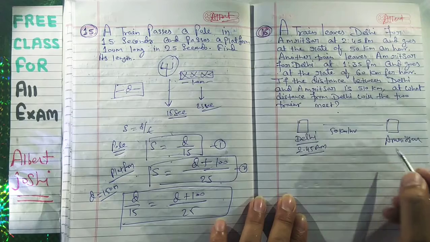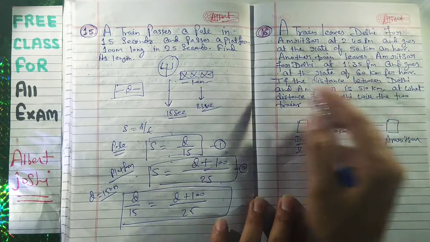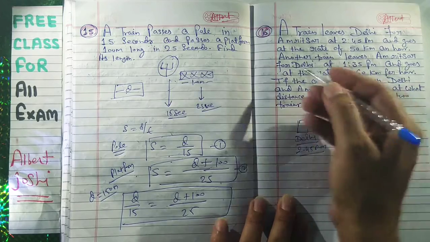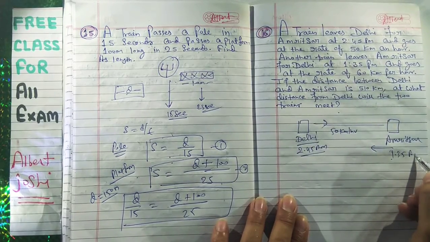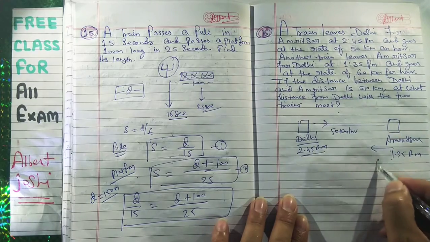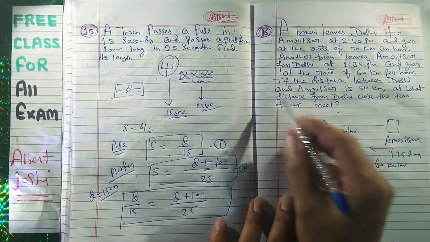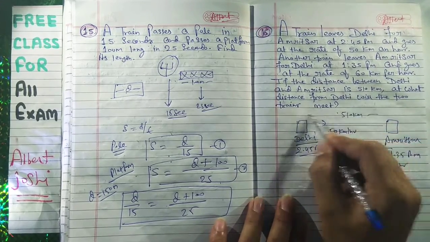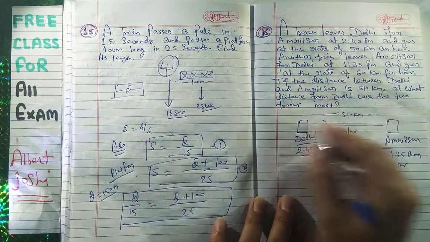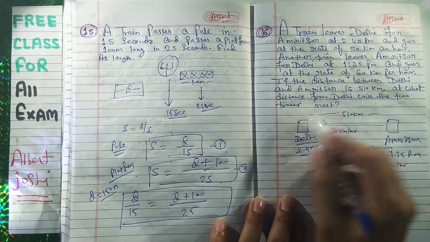Another train leaves Amritsar. It is coming from here to here. It leaves Amritsar for Delhi at 1:35 p.m. and goes at a rate of 60 km per hour. Okay. If the distance between Delhi and Amritsar is 510 km, he has given this distance, at what distance from Delhi will the two trains meet?